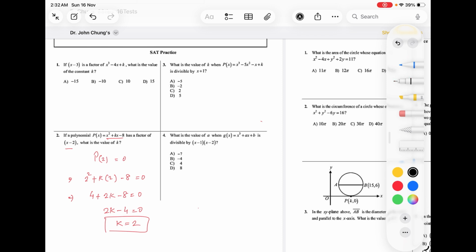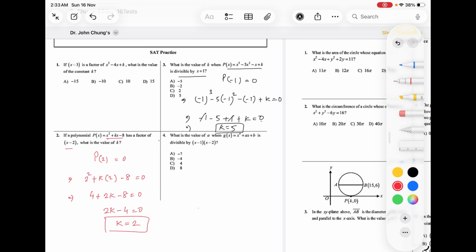Let us move to question number 3. What is the value of k if the given polynomial is divisible by x plus 1? It is divisible. Again the same thing. When it is divisible, it means x plus 1 is a factor, or you can say that the remainder is 0, that is P(minus 1) equals 0. It implies minus 1 cube minus 5 times of minus 1 square minus of minus 1 plus k equals 0. It implies minus 1 minus 5 plus 1 plus k equals 0. It means k is equal to 5.